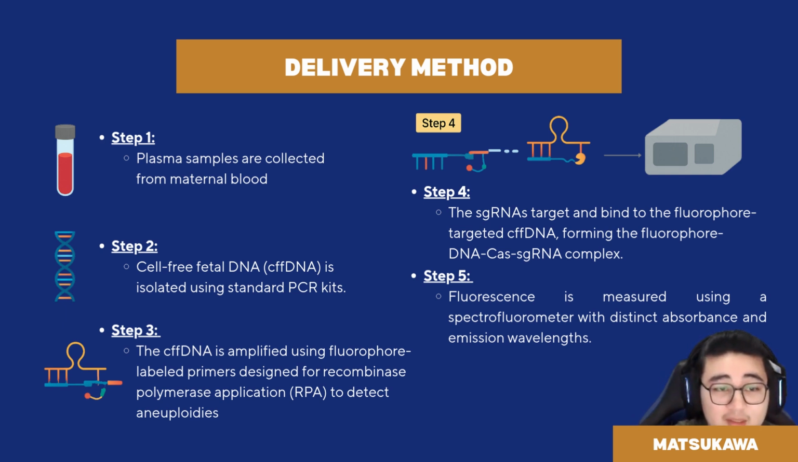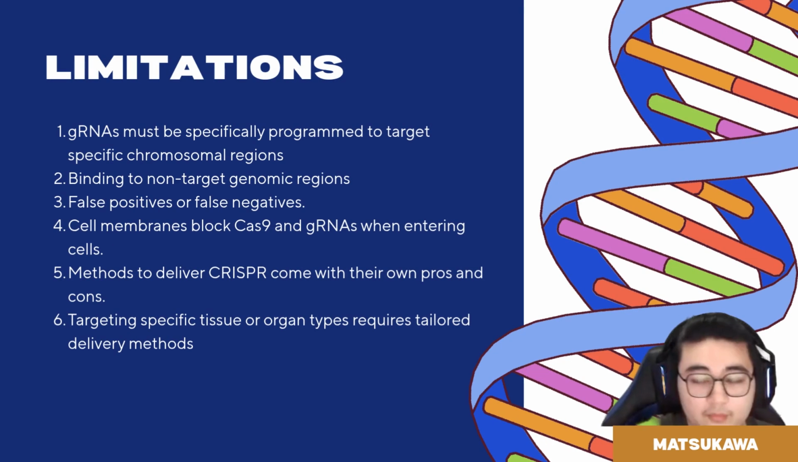The sgRNAs are also programmed to target trisomies such as trisomy 13, trisomy 18, and trisomy 21. The sgRNAs target and bind to the fluorophore-labeled cffDNA, forming a complex, and then the fluorescence generated by the separation of the fluorophore and the quencher is measured using a spectrofluorometer with distinct absorbance and emission wavelengths.